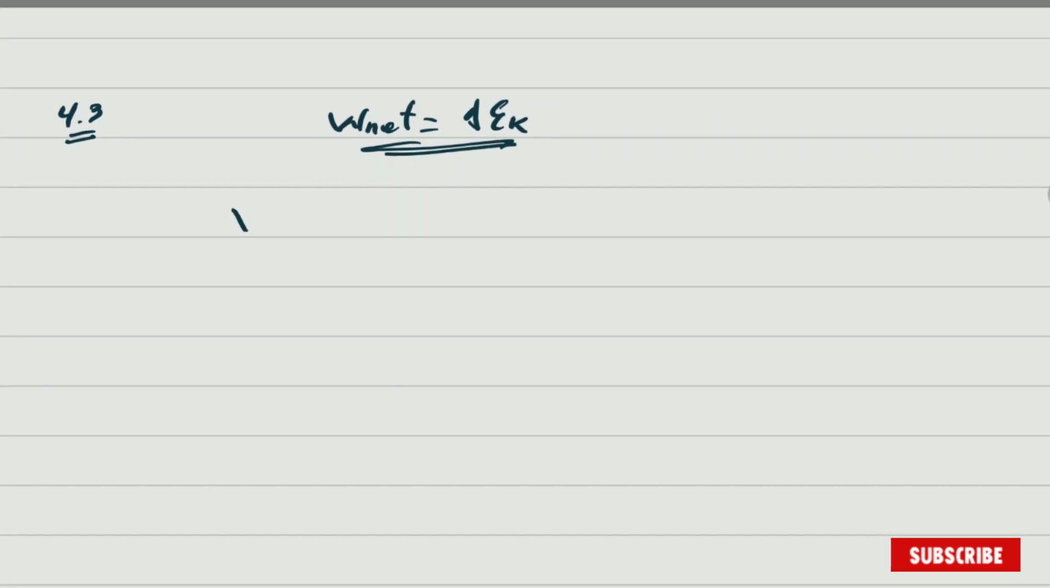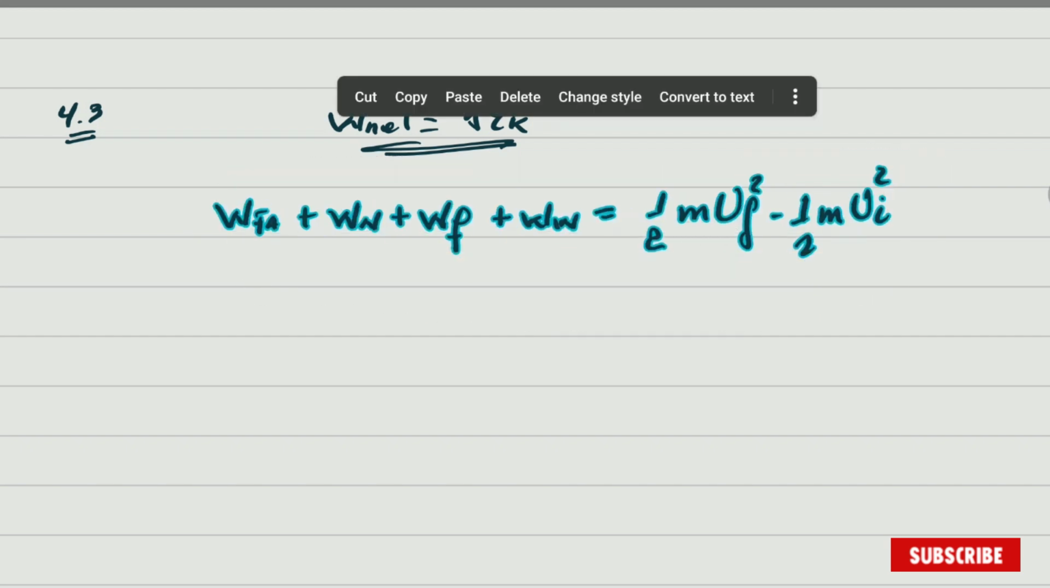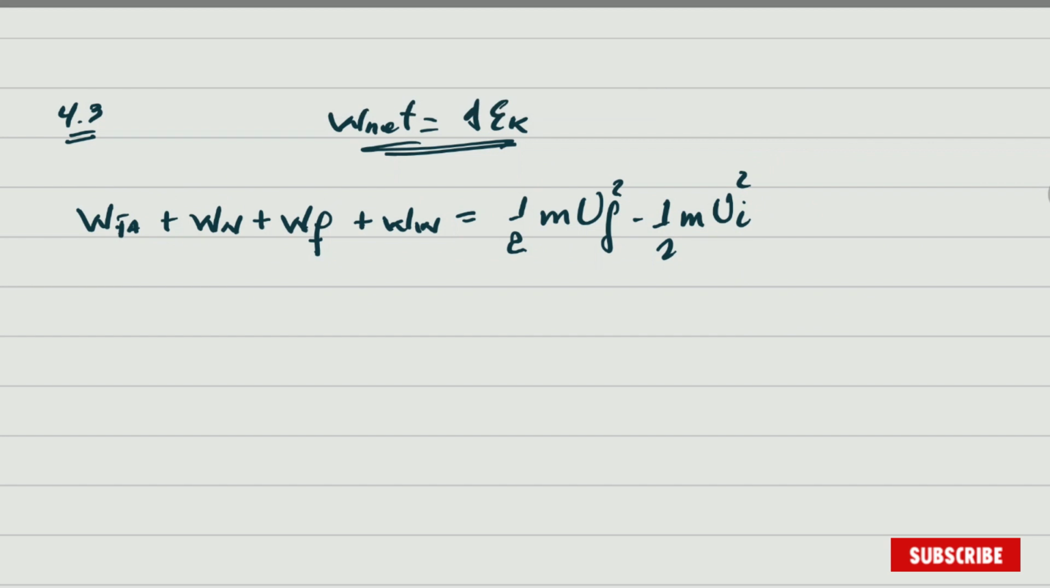So we have that the net work is the work done by the applied force plus the work done by normal. You don't have to include the normal, it's also going to be 0 here, plus the work done by friction plus the work done by weight, which in this case is also going to be 0, is equal to half mass final speed squared minus half mass initial speed squared. I'm just going to take everything and move it a little bit to the left. And we have all the values.